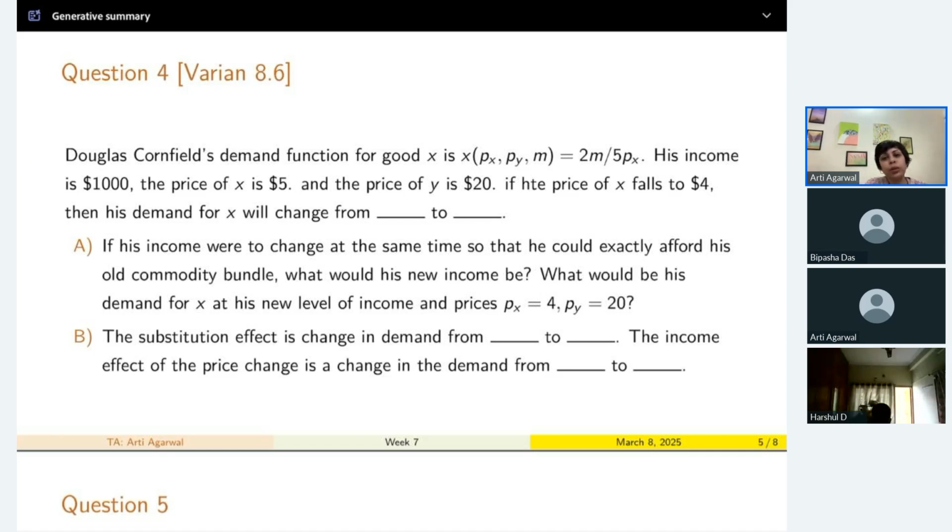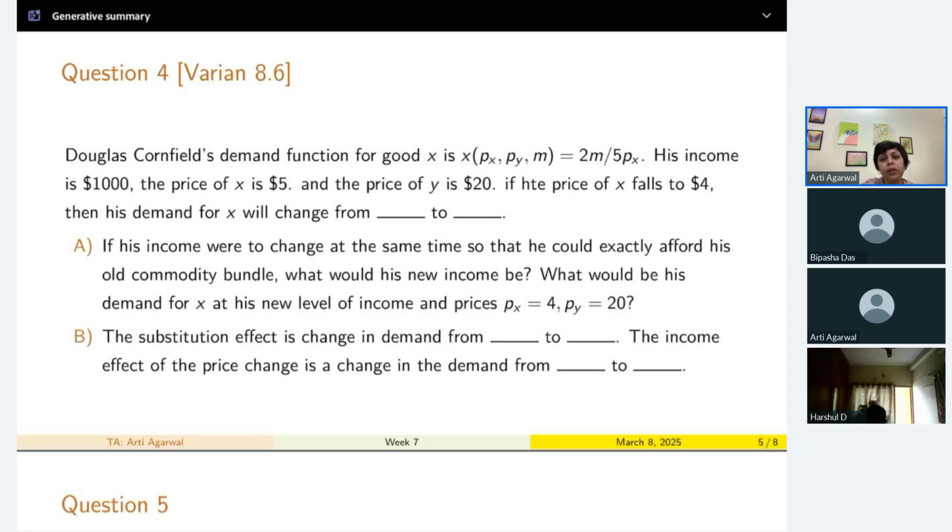Initial value of X is 2M by 5Px. 2M means 2 into 1000 by 5 into Px, and Px is 5. 2000 by 25, that is 80. So initially it is 80. Now the price of X is falling to 4. 2000 by 5 into 4, 20. So that is 100. So his demand of X will change from 80 to 100. This is straightforward, right? I've just done the calculations verbally. I've not explained because this is straightforward.